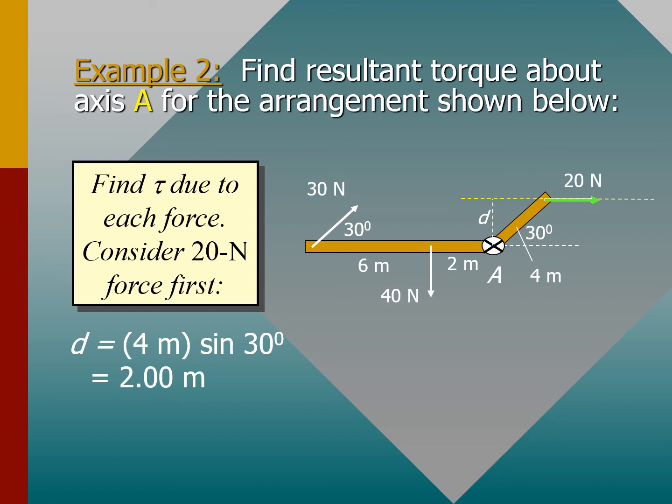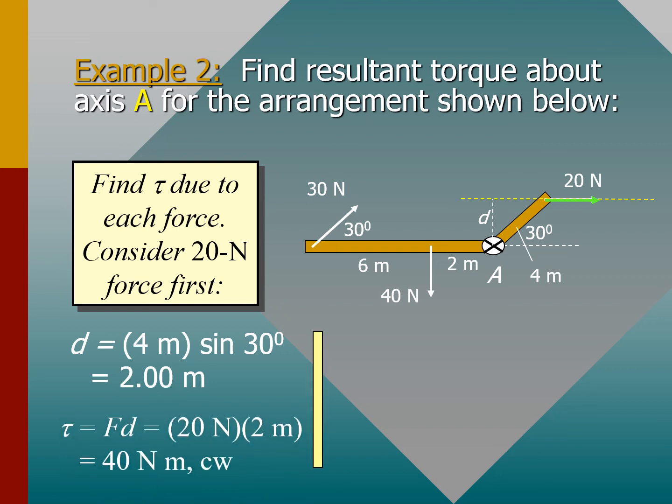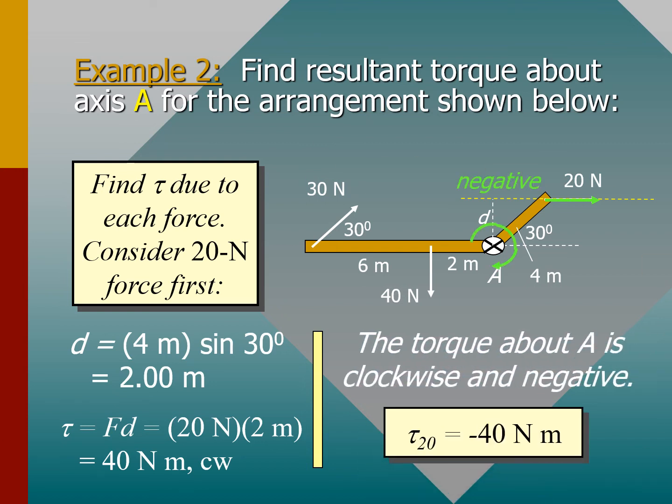D is going to equal 4, which is the distance, times sine 30, which is going to be 2 meters. Then FD sine 30 is going to end up being 40 Newton meters. And it is negative because it's going to want to make it go clockwise.